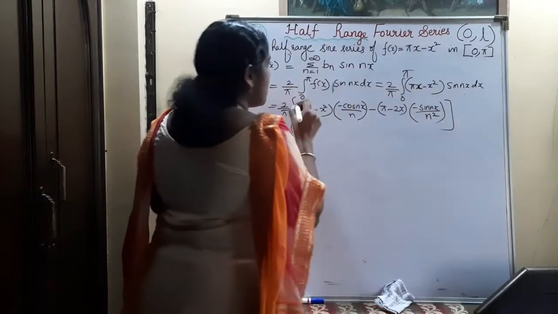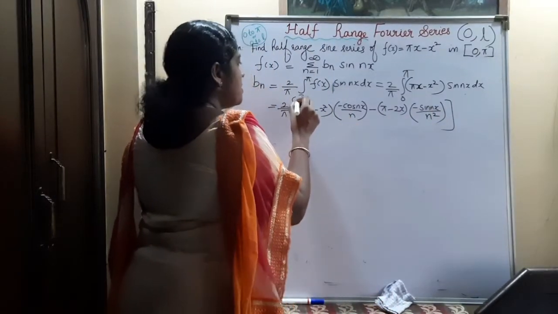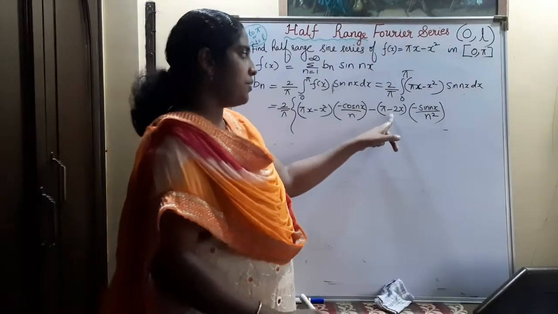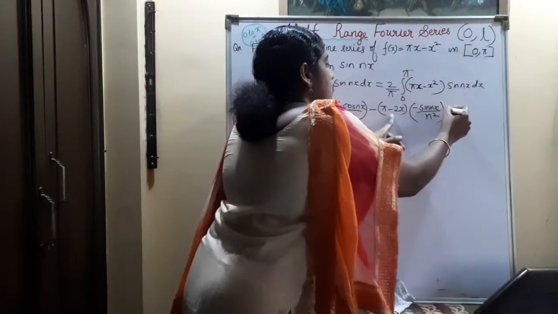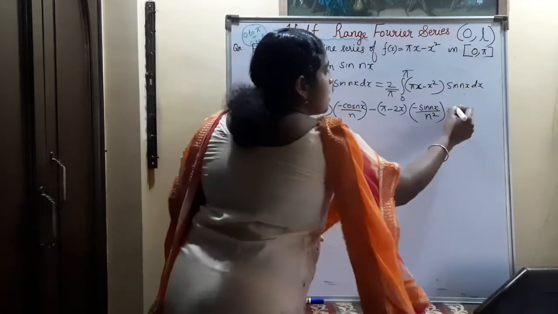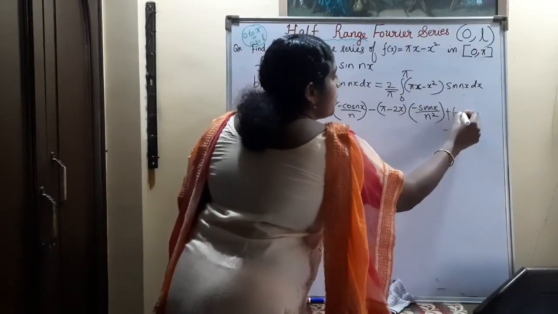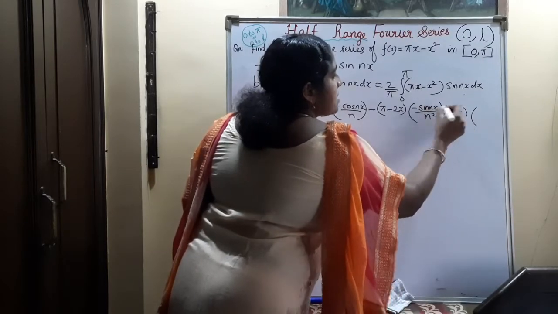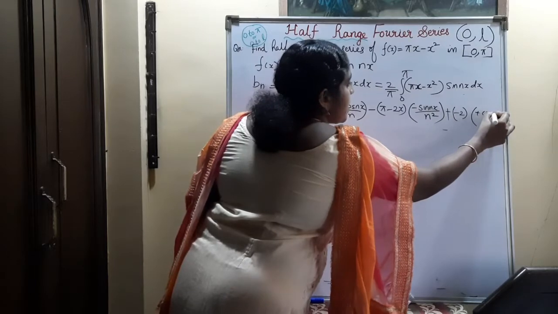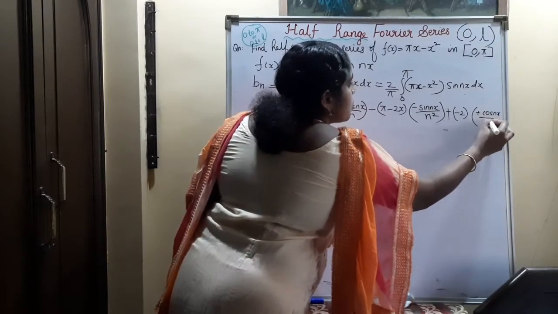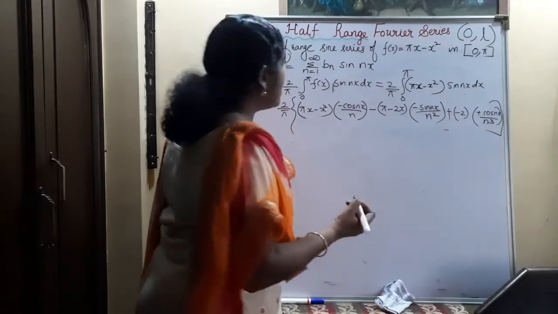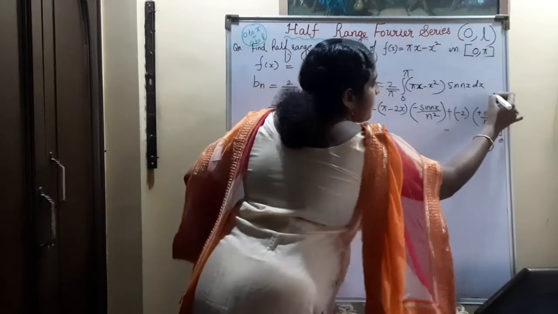Now one more term will come, that is we have to differentiate here, that is plus, pi minus 2x differentiation, that is minus 2 into sin nx integral is minus cos and minus is there, so plus cos nx by n cube, okay, and n square is there, so between the limit 0 to pi.